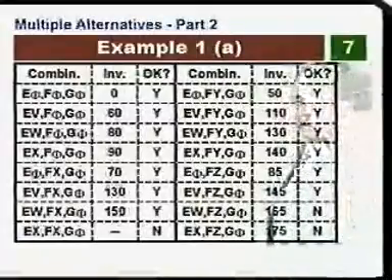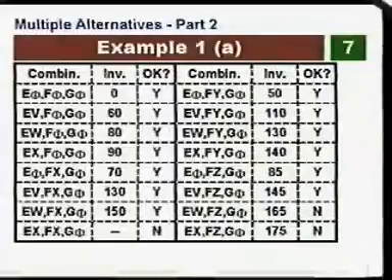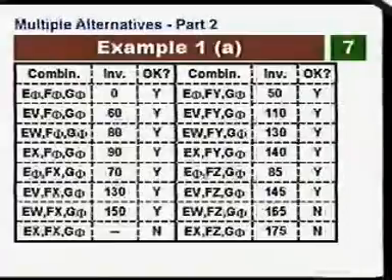Here are some more combinations. The first 6 on the right are feasible. The last 2 are infeasible because they exceed the budget limit. The very last one has an investment of $175,000. That exceeds the budget limit of $150,000. And the one before that also exceeds the budget limit.